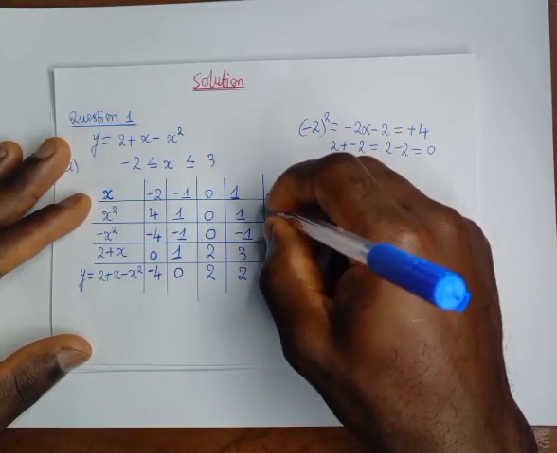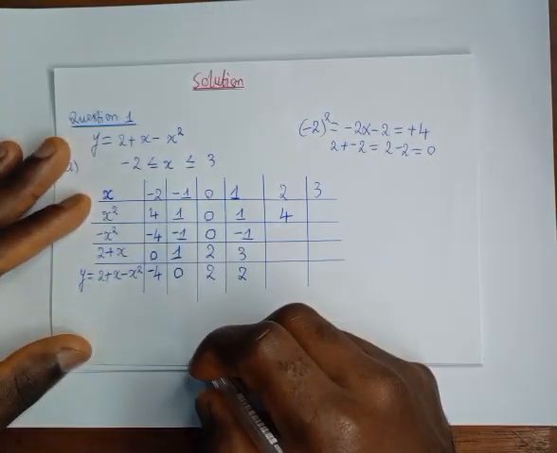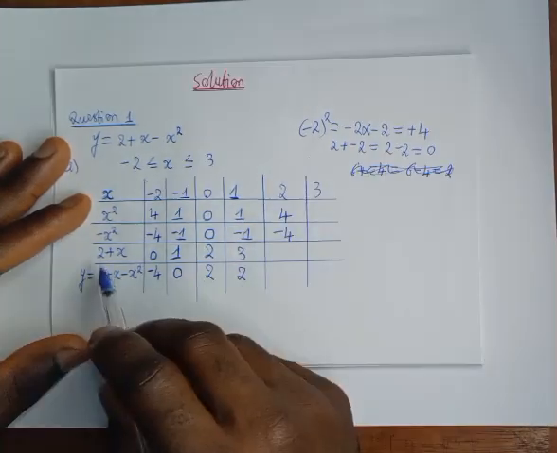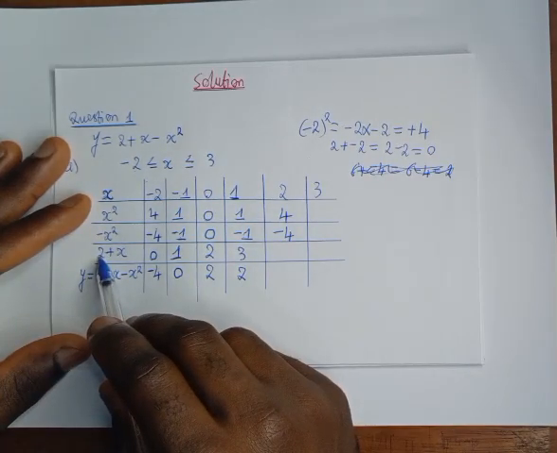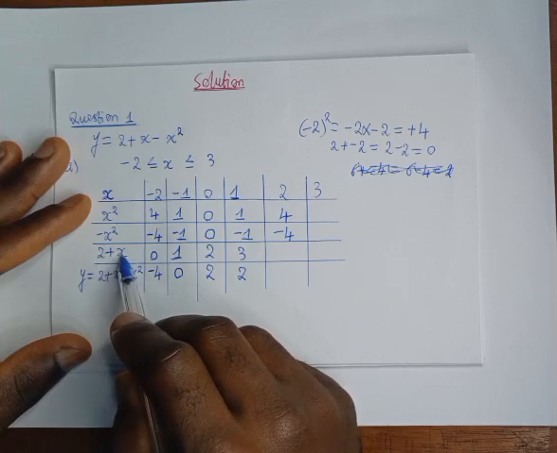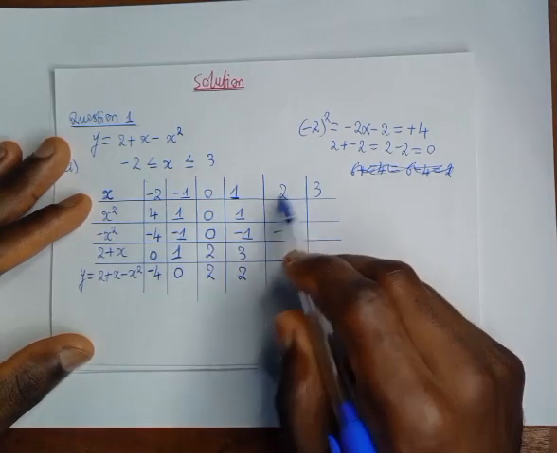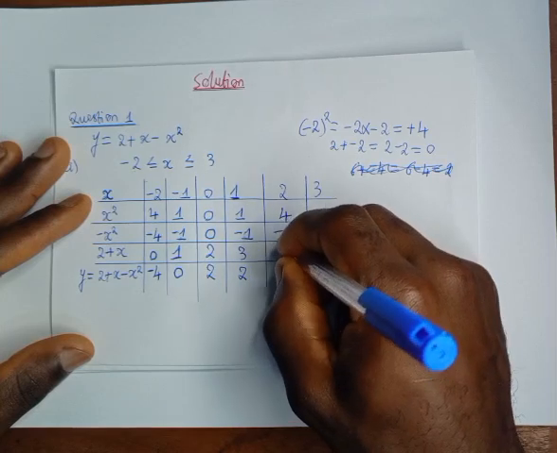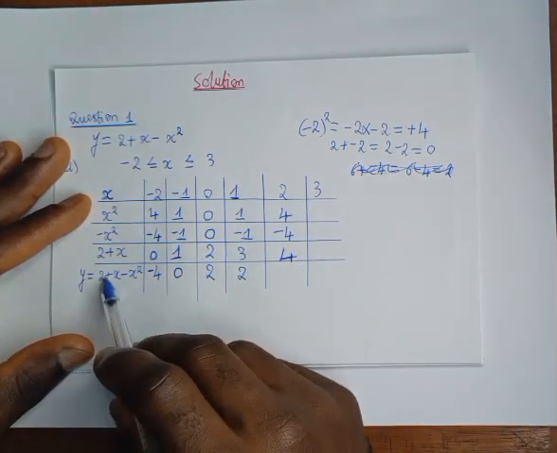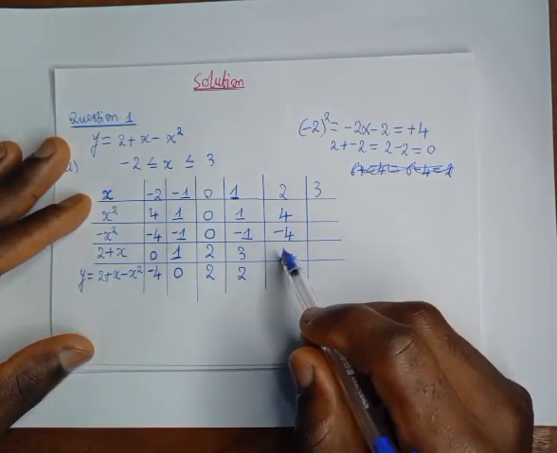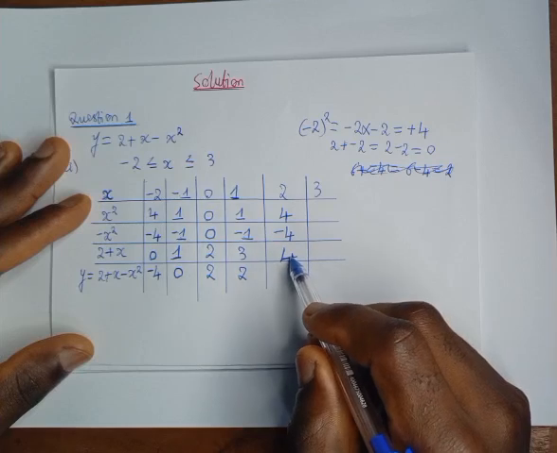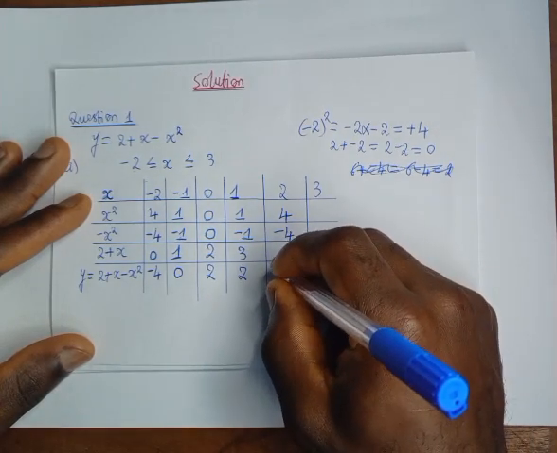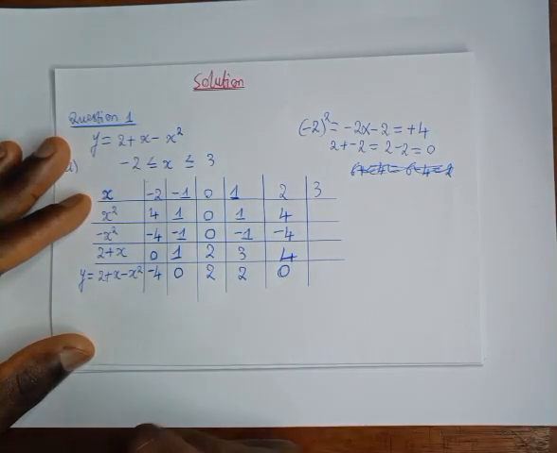We go to 2. 2 squared is 4. Negative x squared will give us negative 4. Now we need 2 plus x. 2 plus 2 gives us 4. Now we need 2 plus x minus x squared. This is the same as adding 4 plus negative 4. 4 plus negative 4 gives us 0. So here we have 0.